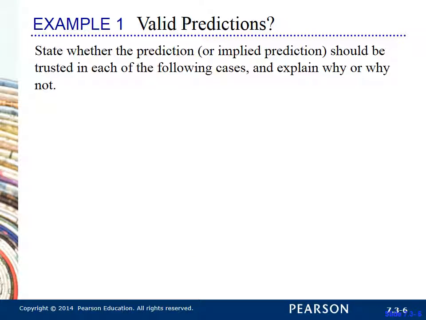So let's take a look at some examples and which of those 5 things we are using to make the valid prediction, or state whether it could work or not. So, state whether the prediction or implied prediction should be trusted in each of the following cases. Why or why not? So, can we trust our prediction?